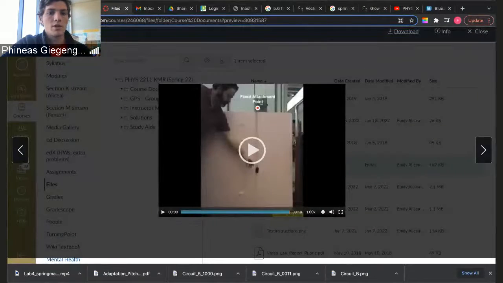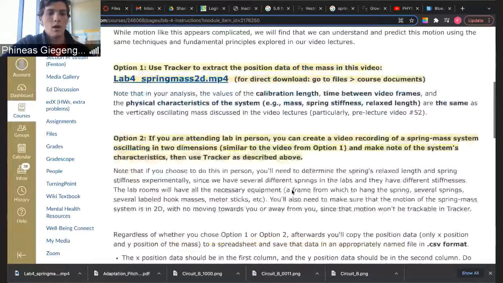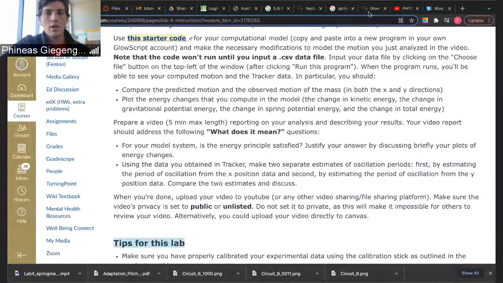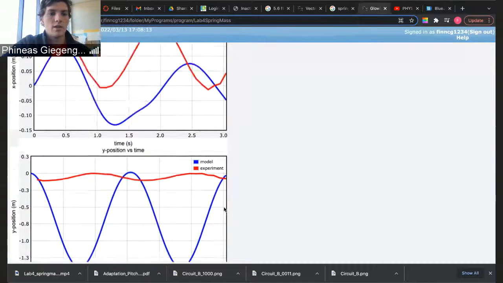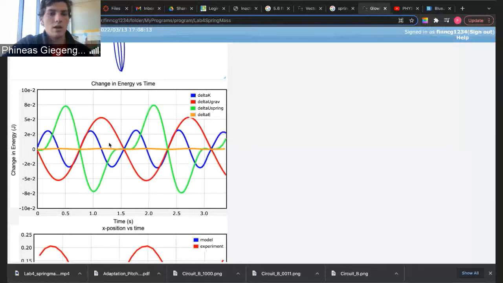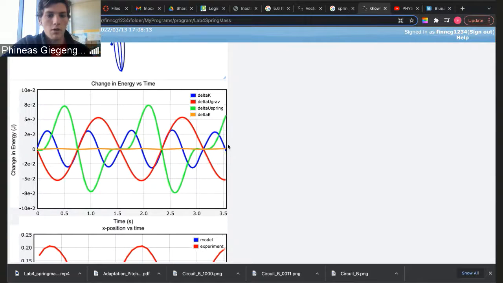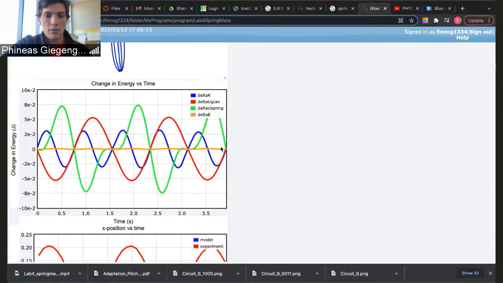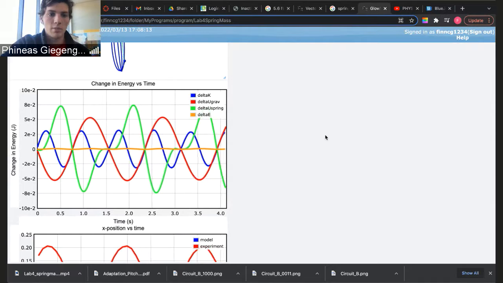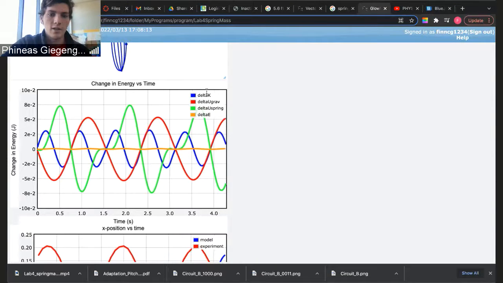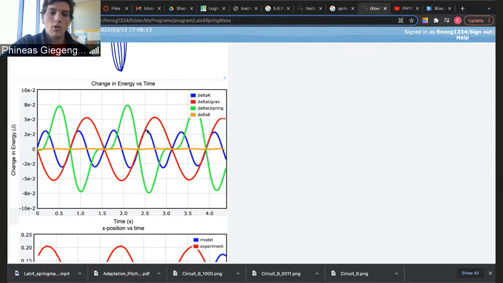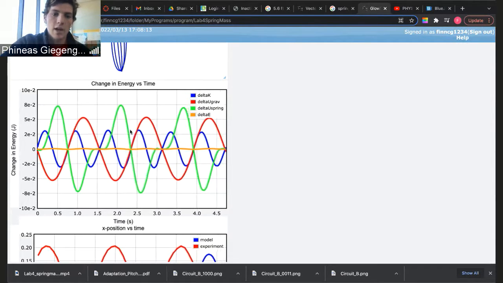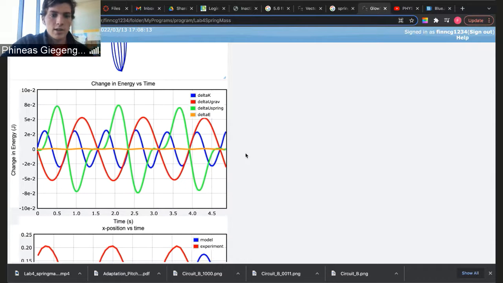Now I'll pull up some questions for this lab. Is the energy principle satisfied? Yes, the energy principle is satisfied because the change in energy, this delta E, is constant throughout. Even though these values change, the combination of them is always going to be equal to delta E, which is constant. And that means that yes, the energy principle is satisfied. So as, say, delta K increases or delta U gravity increases, something else is going to have to compensate, and that is true as delta E is constant.